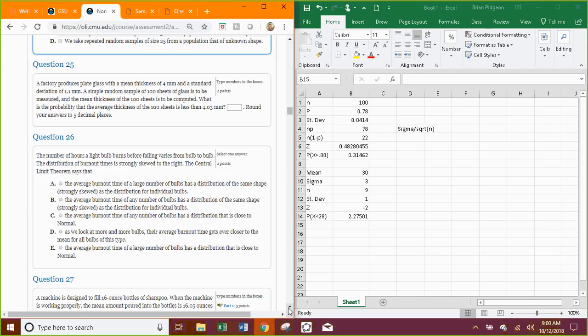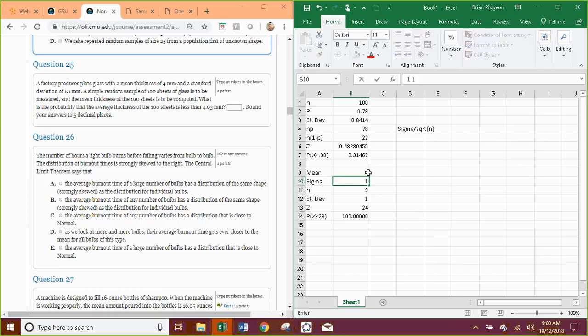All right. A factory produces plate glass with a mean thickness of 4 millimeters and a standard deviation of 1.1. Mean is 4, sigma is 1.1. A sample of 100 is to be computed. I'm going to type the same code that I did before. With a sample of 100, the standard deviation of the sampling distribution is sigma over root n.